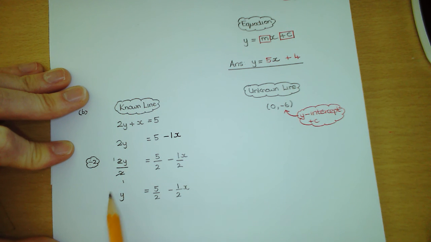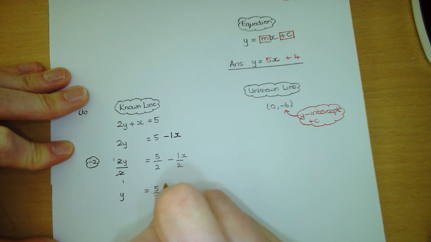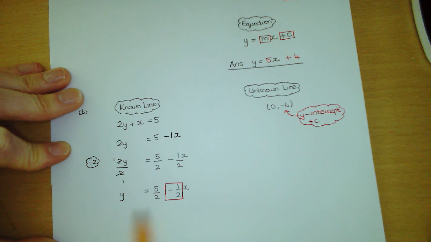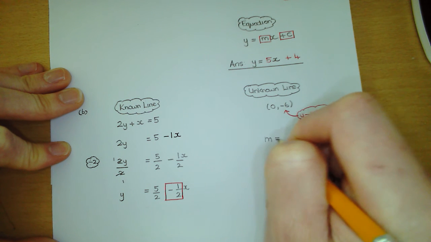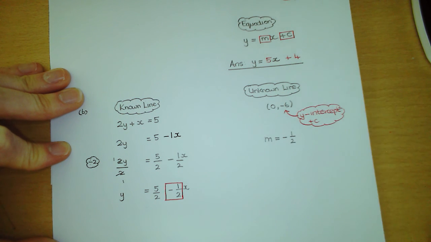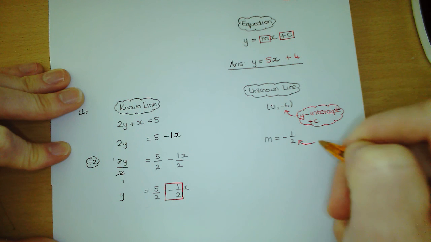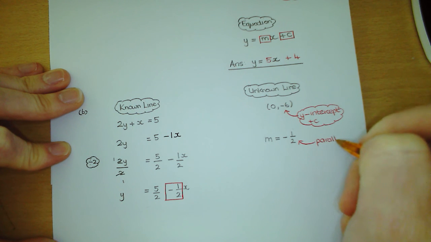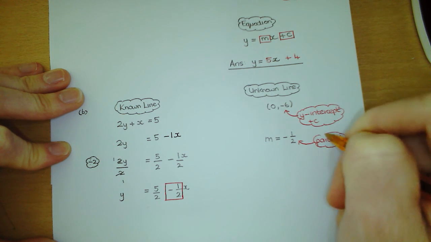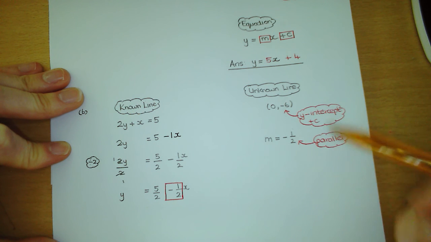Y is by itself here and it's positive. It has no visible coefficient. So now we look at the gradient of the known line. The gradient is the coefficient of x, so that is negative a half. And because this line is parallel to the unknown line, that means they have the same gradient. So that means that the gradient m for the unknown line is also minus a half because they are parallel. So we now know the y-intercept for the unknown line and we now know its gradient, so now we can get its equation.